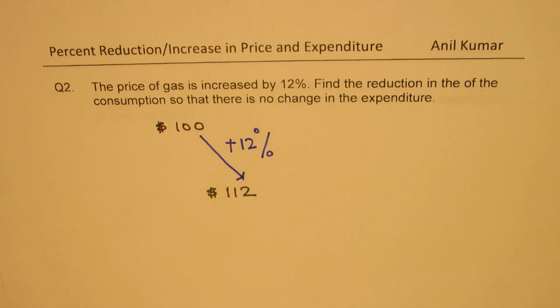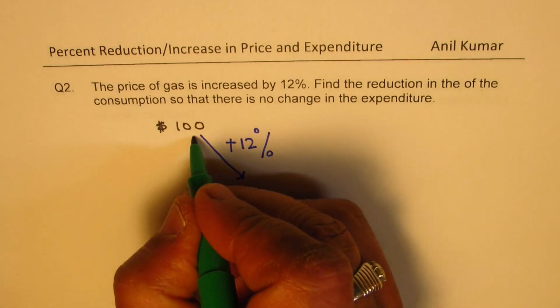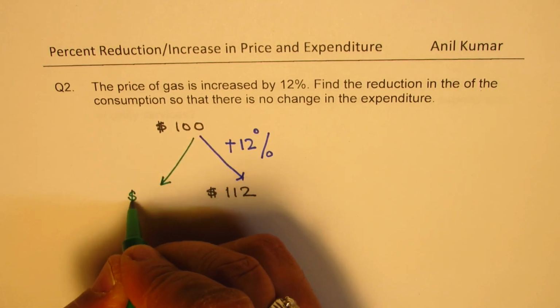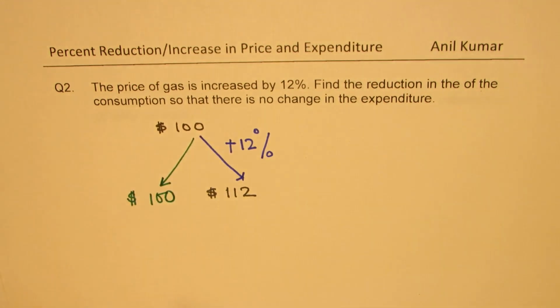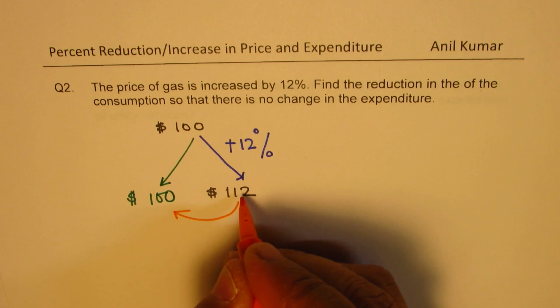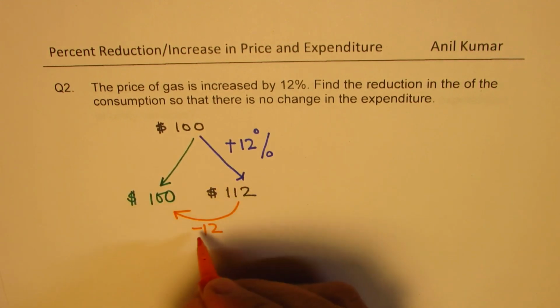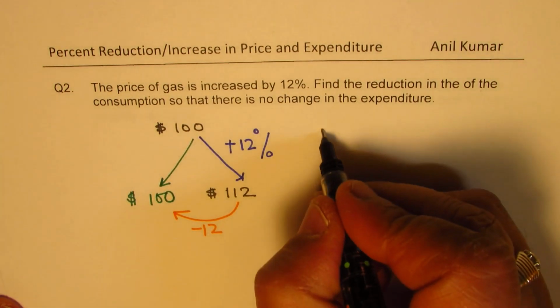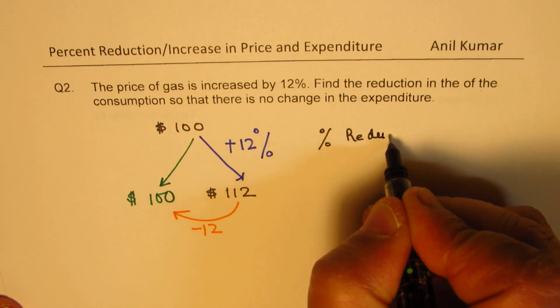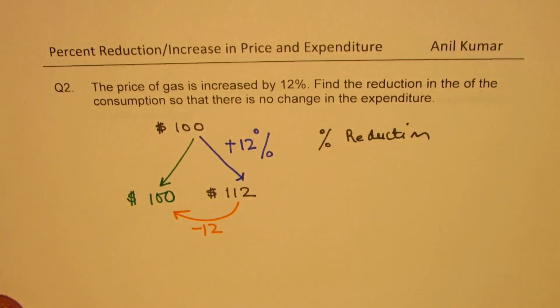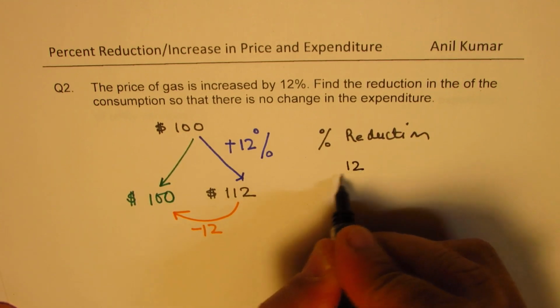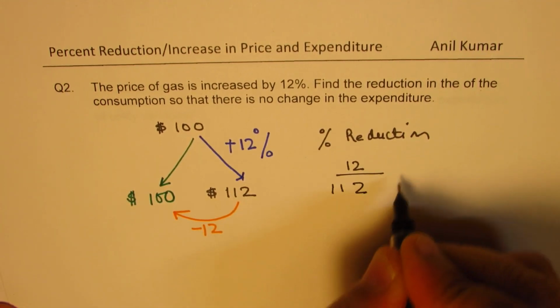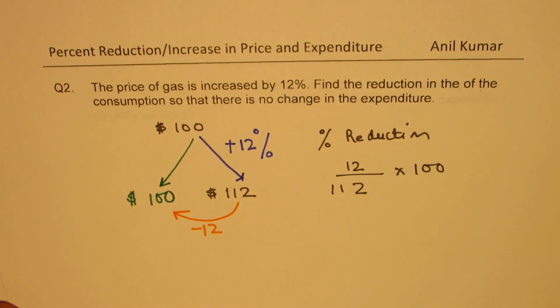Now the idea here is that we really do not want to spend that much. We want to only spend a budgeted amount of $100. How can we do that? There is only one way to do it, and that is to reduce by $12, right? This is the only way you could do it, right? So therefore, clearly, we have a percent reduction here. So we say again, percent reduction is what? Now this negative sign indicates that reduction, right? $12 on every 112 times 100. That gives you percent. Correct?